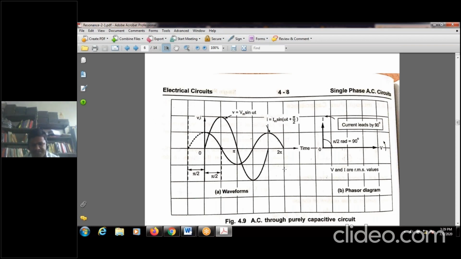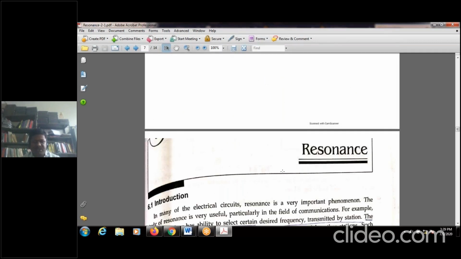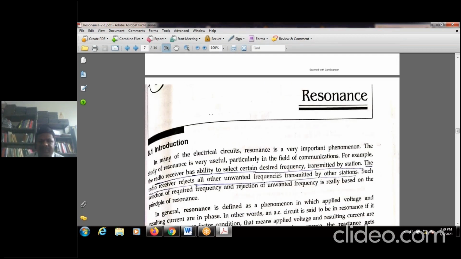Now coming to resonance. Now coming to the resonance circuit, what is meant by resonance? The word resonance is applied to many circuits, not only electronic circuits. It may be applied to electrical circuits, to civil structures, and also to mechanical systems. Then coming to electrical and electronics, what is meant by resonance?